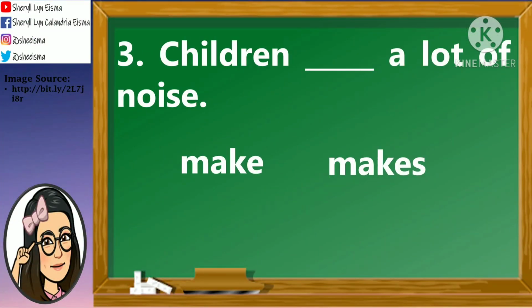Number 3. Children blank a lot of noise. The choices are make and makes. Very good. The correct answer is make. The subject of the sentence is the word children, and children is plural. That is why we use the base form of the verb make.